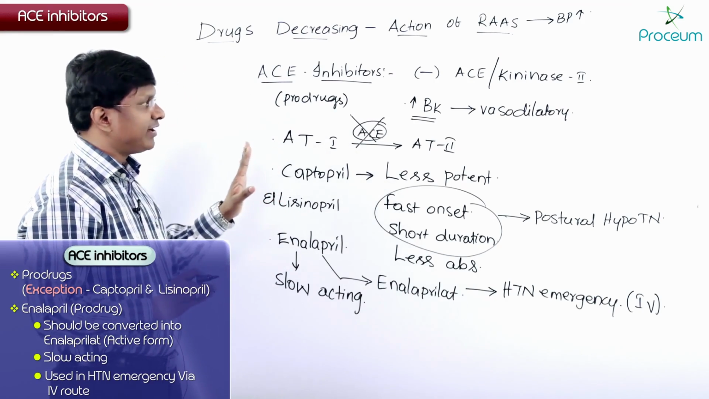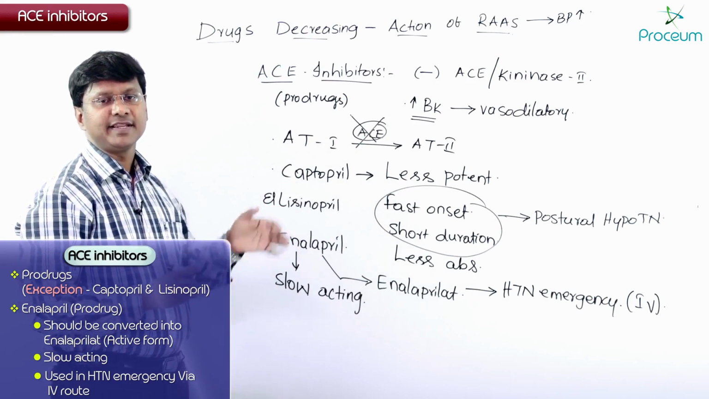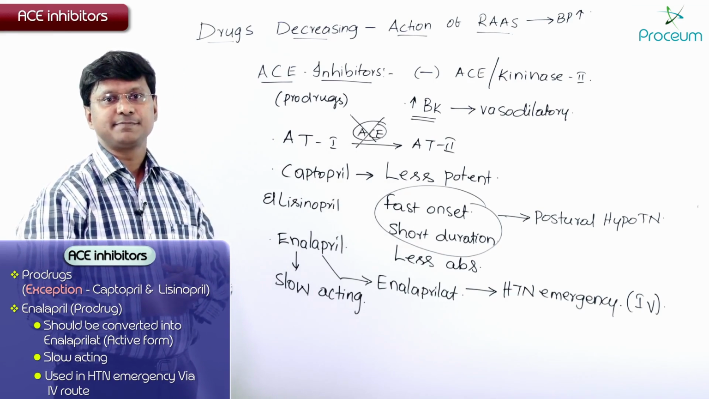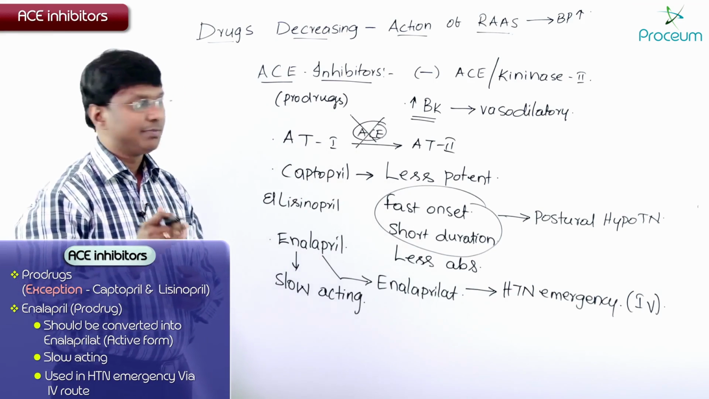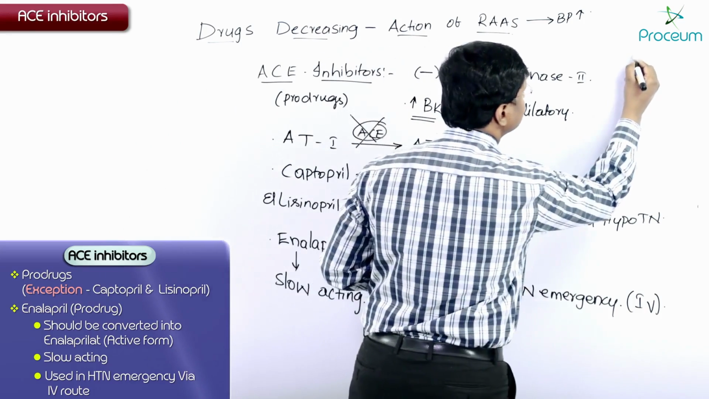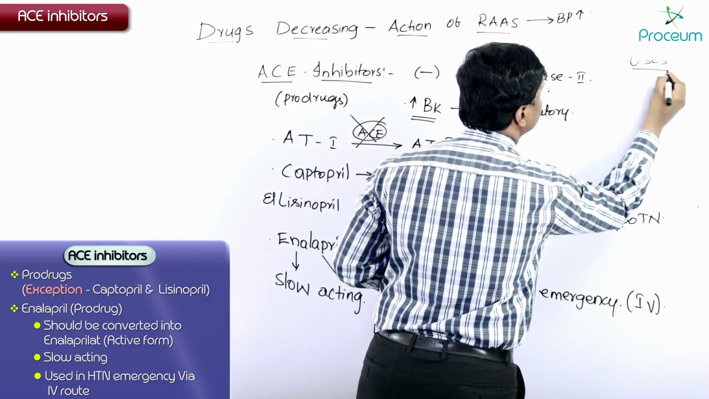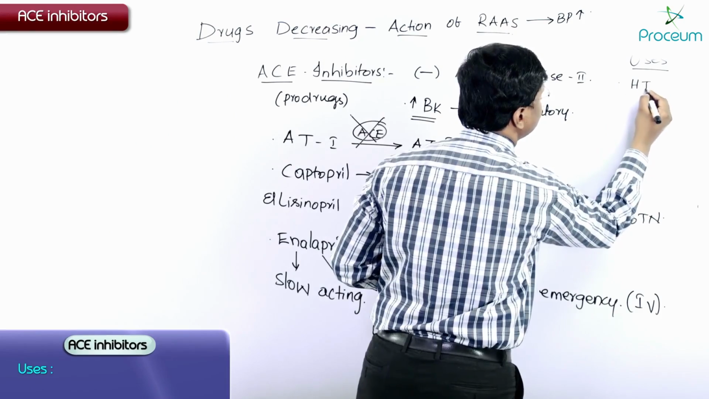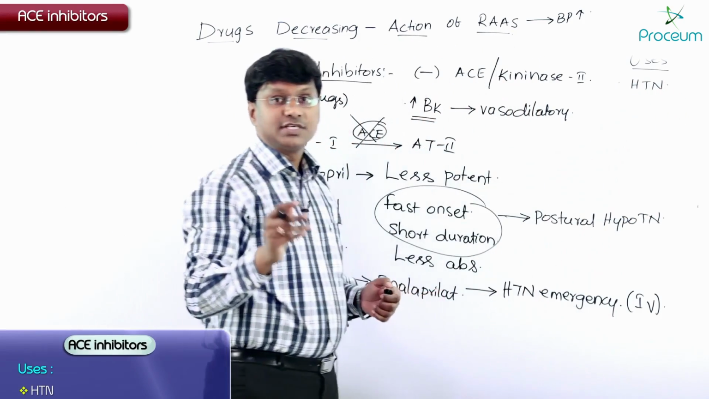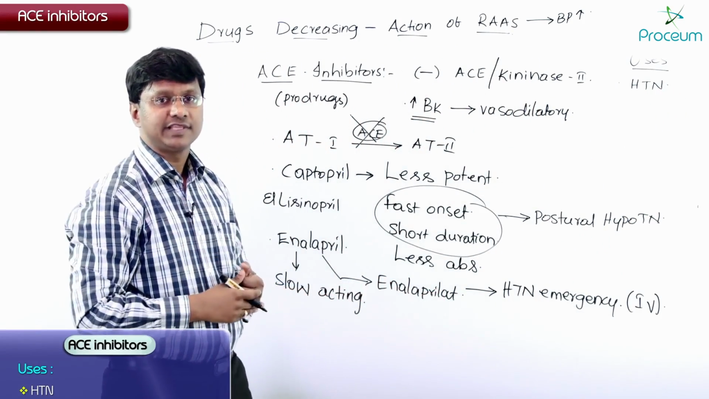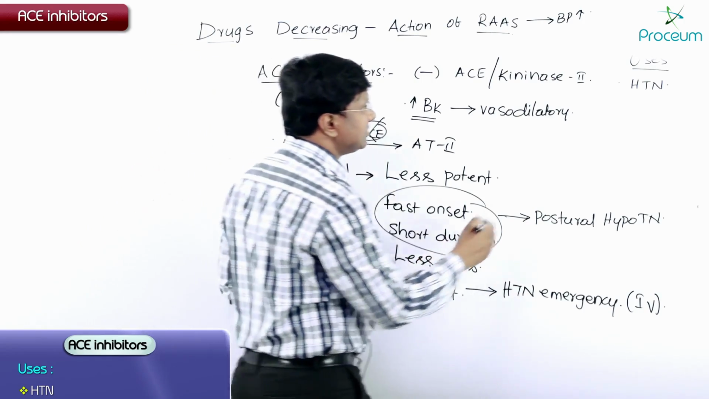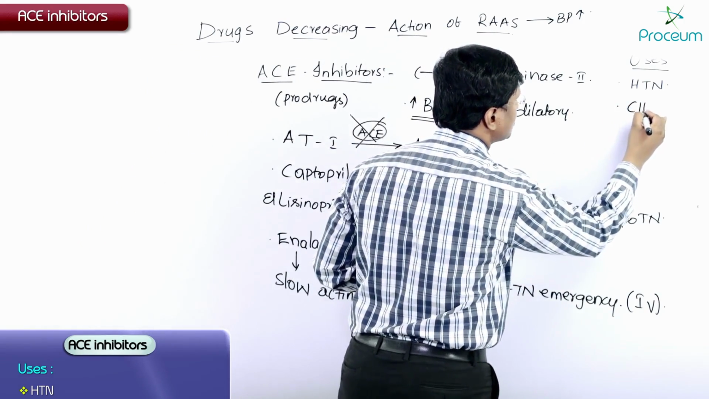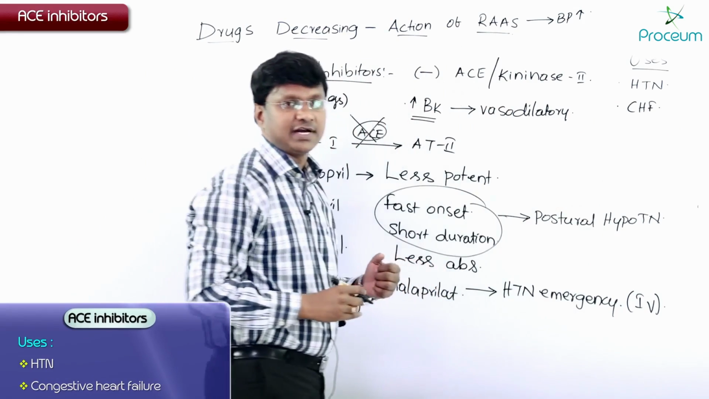So these are some of the points of the ACE inhibitors. Let me tell you the uses of these particular ACE inhibitors. Number one, it is used in the treatment of hypertension. This is the first and foremost use of the ACE inhibitors. Next, these ACE inhibitors are also used in the treatment of congestive heart failure.